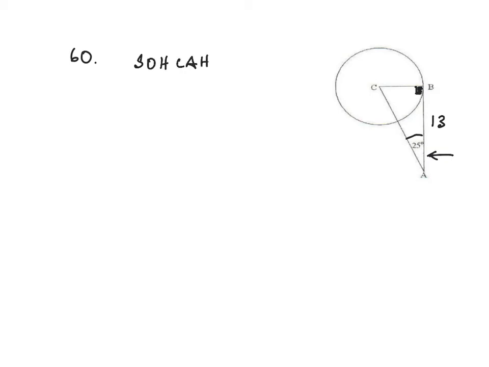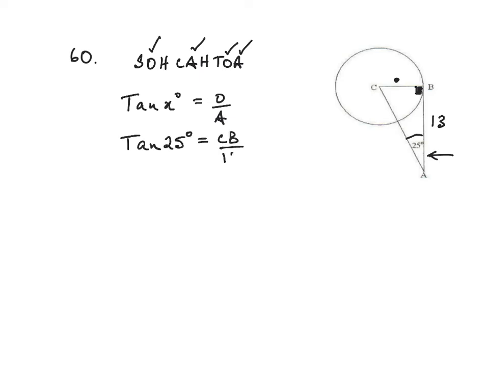Now, which side are we going to work out? We're going to work out this side here, because that's the radius of the circle. So, I'm interested in calculating the opposite side. 13 is the adjacent, and you can see from the formula, or from SOHCAHTOA, that it's the tan ratio. So tan of 25 degrees equals CB over 13.